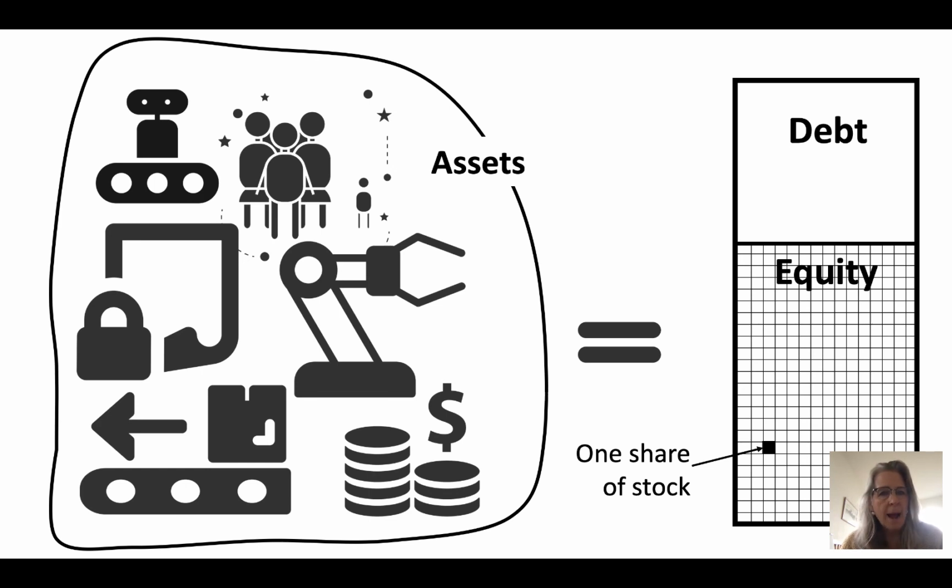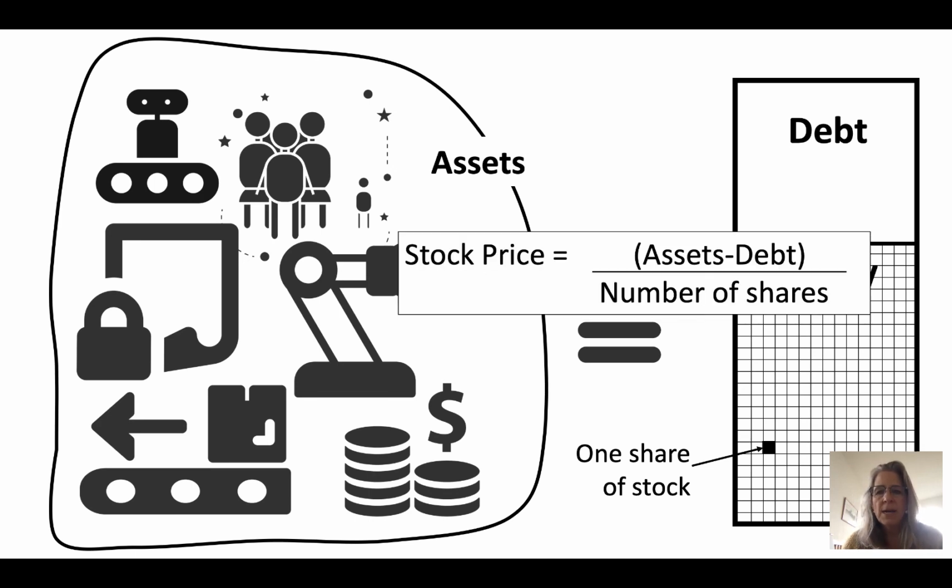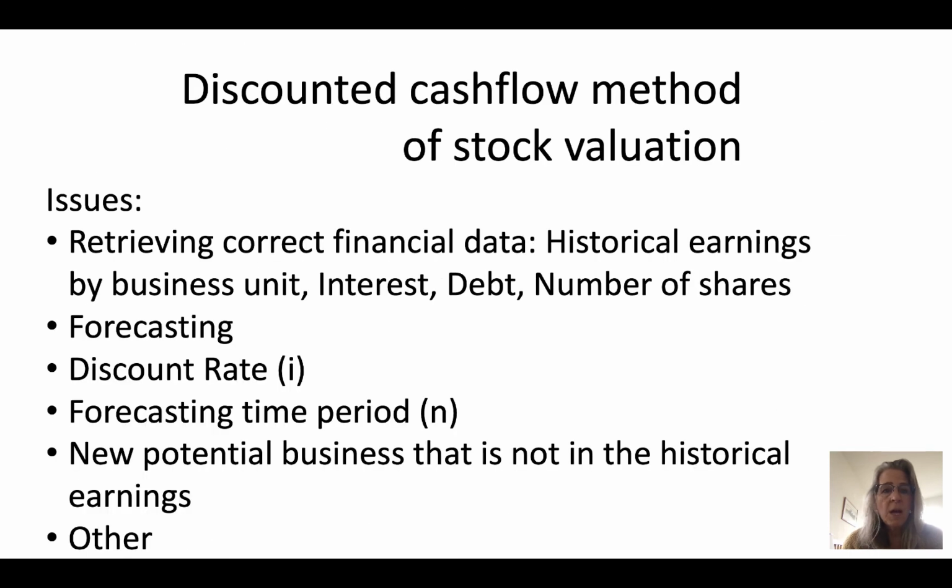So you can see that we can calculate the value of this stock. We can say the stock price is equal to the assets minus the debt, divided by the number of shares. So that's the stock price. And so actually it's not magical. It's a very solid calculation. And this is the basis for discounted cash flows associated with stock price. There's some issues that we're going to be working on in this. So this is a simple explanation, but we have a bunch of other issues.